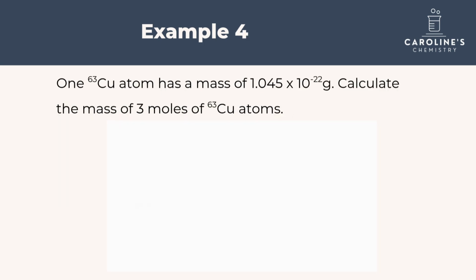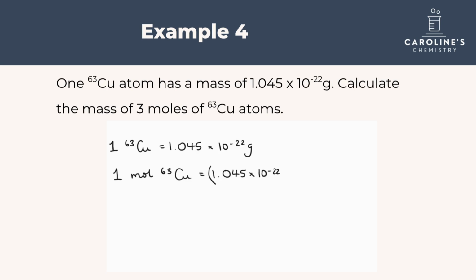Let's apply the same logic here. We're told that one 63 copper atom has a mass of 1.045 times 10 to the minus 22 grams. First thing that I'm going to do is find out what 1 mole of 63 copper atoms weighs. Now there are 6.02 times 10 to the 23 atoms in a mole. And if you get confused at this point, remember, swap out the word mole for a dozen. If that said 1 dozen, you'd be timesing by 12.